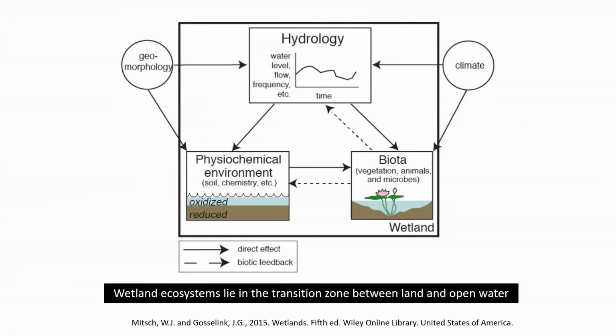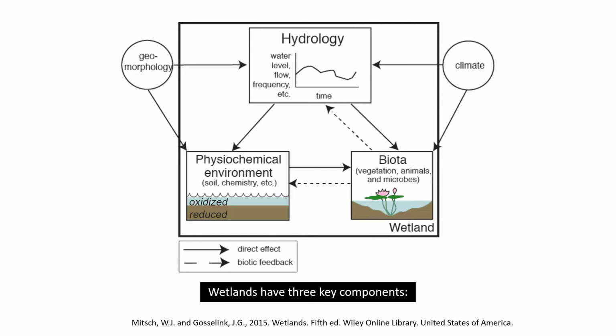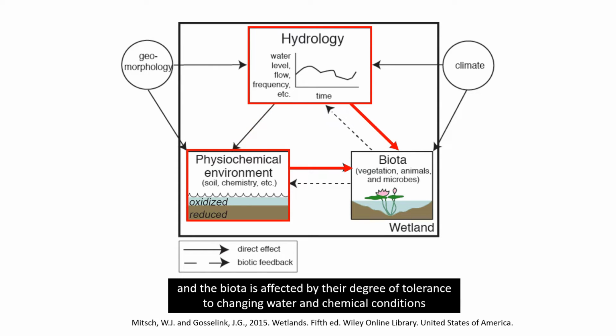Wetland ecosystems lie in the transition zone between land and open water, and they therefore have characteristics of both aquatic and terrestrial ecosystems. Wetlands have three key components: hydrology, the physico-chemical environment, and biota, and these components are closely linked. For example, changes in water level affect the redox chemistry of the sediments, and the biota is affected by their degree of tolerance to changing water and chemical conditions.